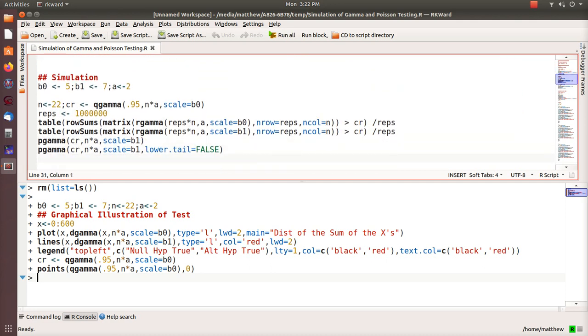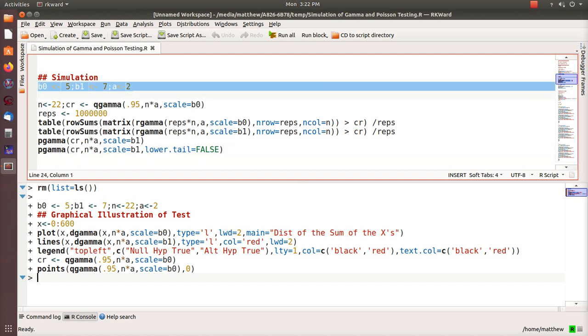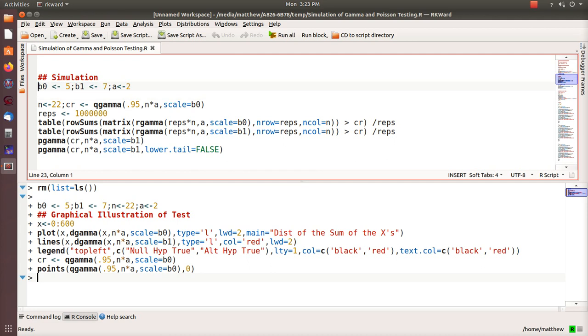We're going to use the same assumptions: the null hypothesis beta is 5, the alternative is beta 7, alpha is known as 2. We're going to do 1 million replications, with CR here, sample size 22. CR stands for the critical region. We want the 5% tail under the null hypothesis, so we're assuming that beta 0 is true. Since qgamma calculates the cumulative area to the left, we want 95%, which means the tail area is 5%.